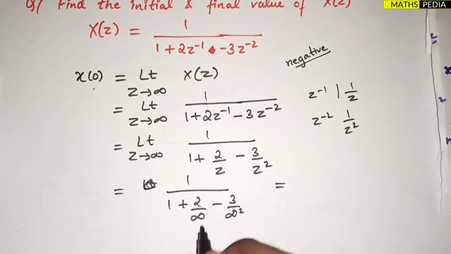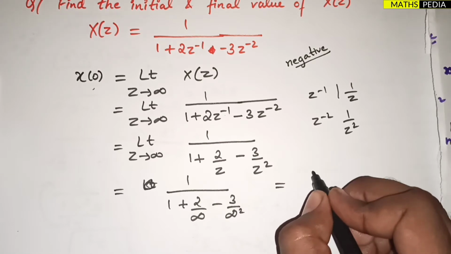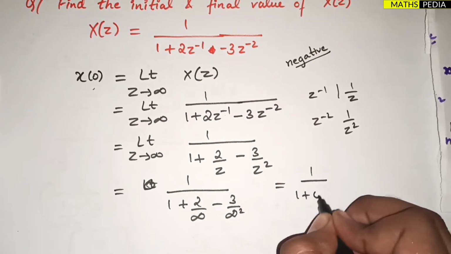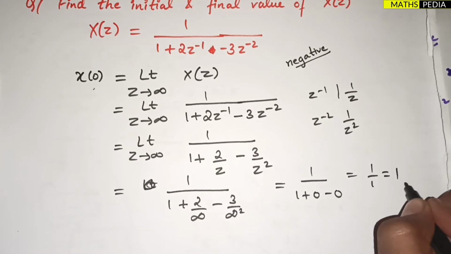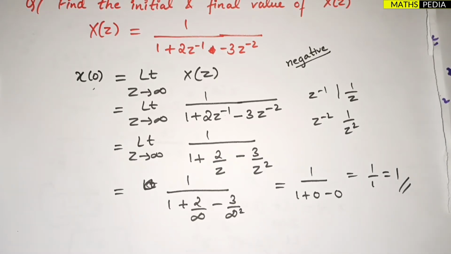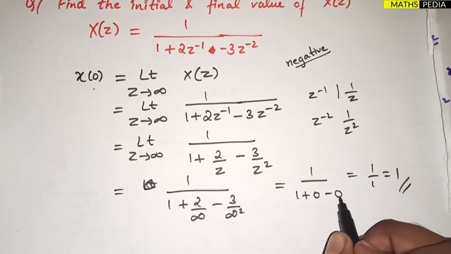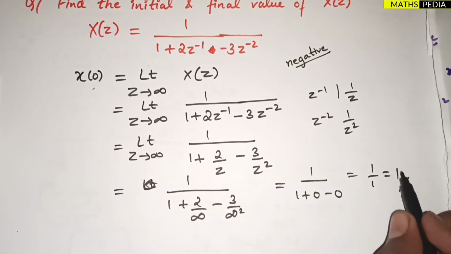So as we know, 1 by infinite will be what? 0. So this will be 1 by 1 plus 0 minus 0. So 1 by 1, which is equal to 1. So this will be the final answer. So 1 by infinite square will be infinite only. Okay, so 1 by infinite will be 0. So final answer will be 1.